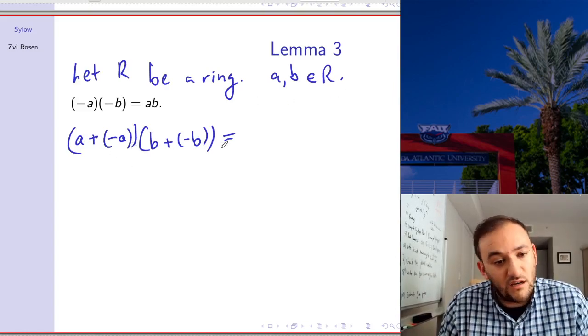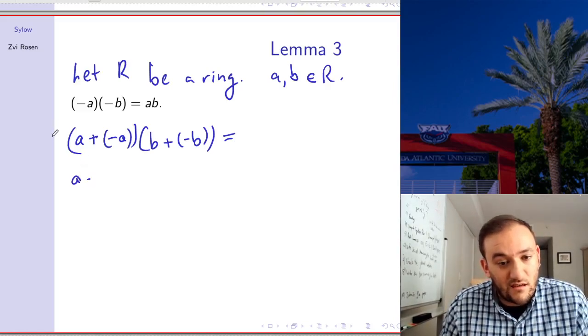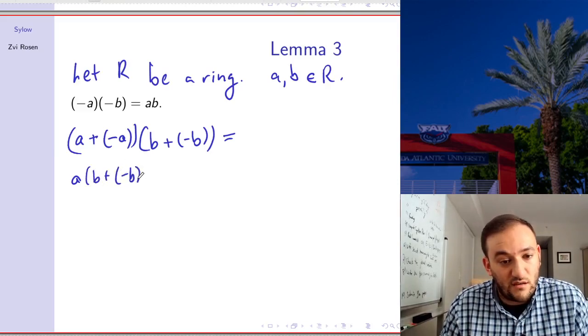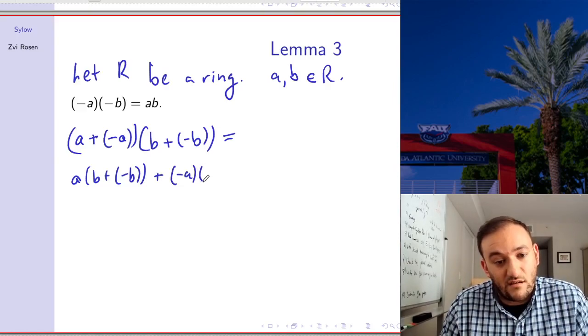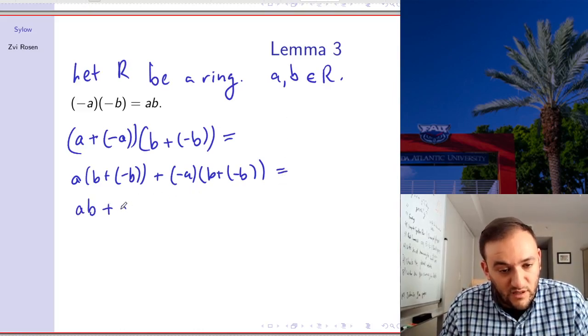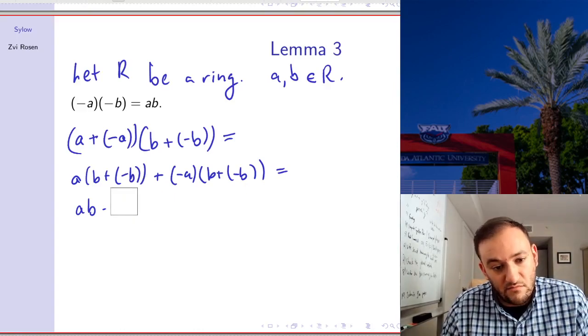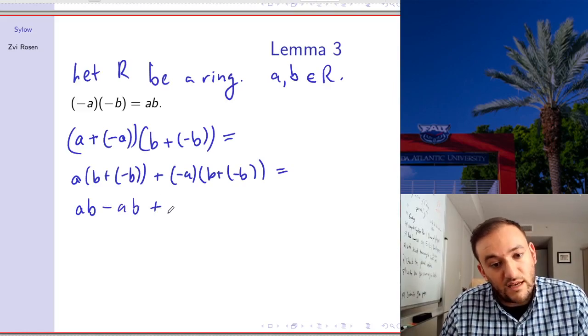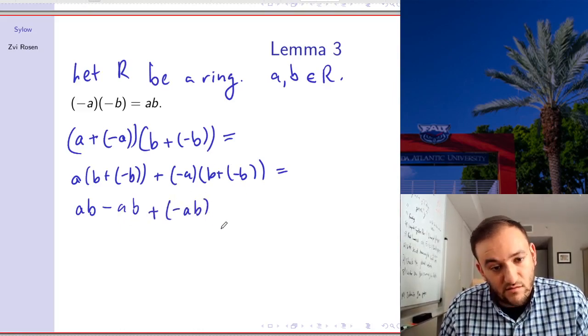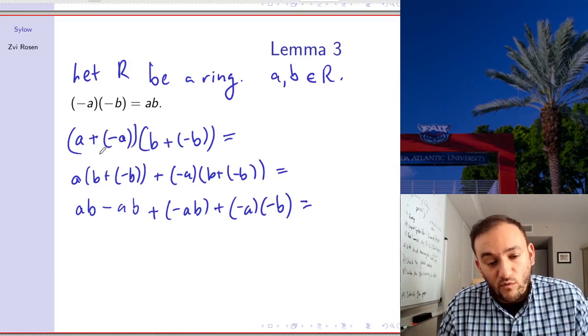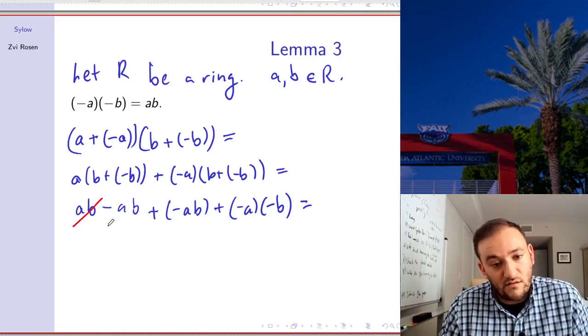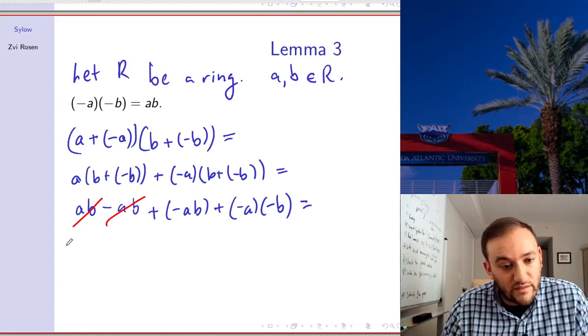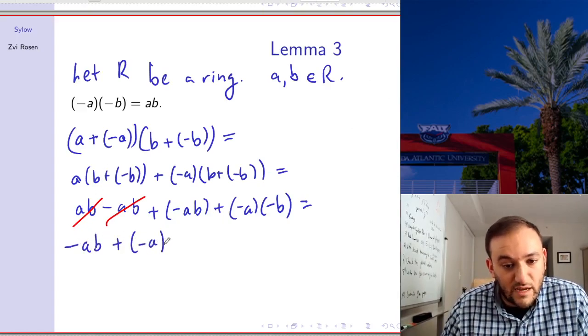So using the distributive law, we get A times (B plus minus B) plus minus A times (B plus minus B), and that in turn equals AB plus A times minus B, which we know is the same as minus AB, plus, based on the last slide, minus AB, plus minus A times minus B. Now we know that these two things cancel, so we're left with minus AB plus minus A times minus B.